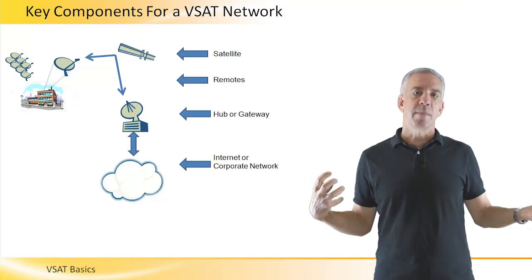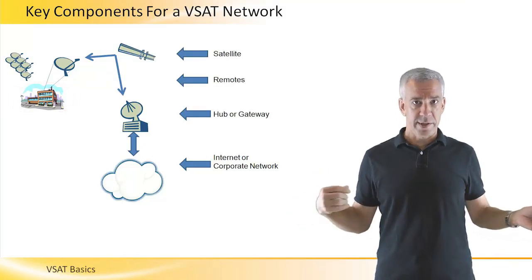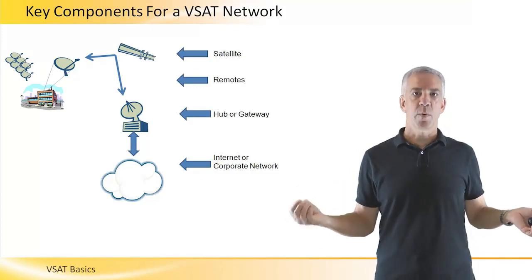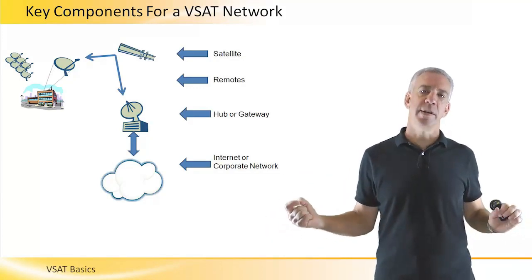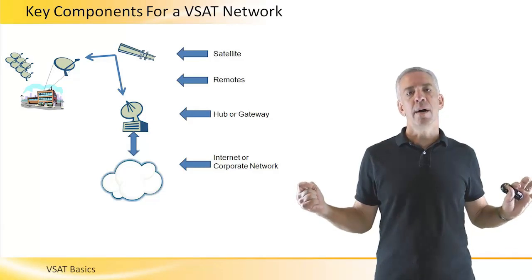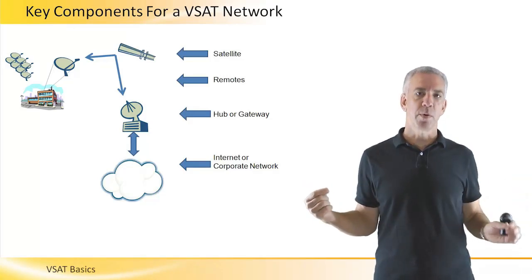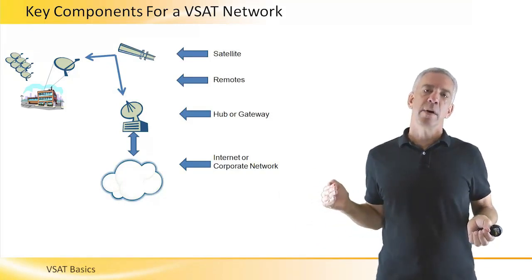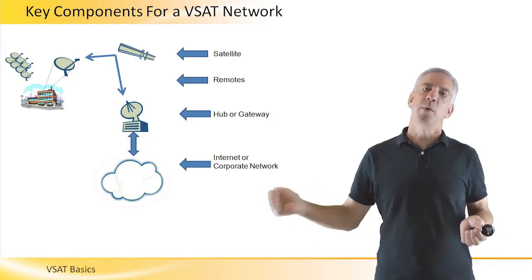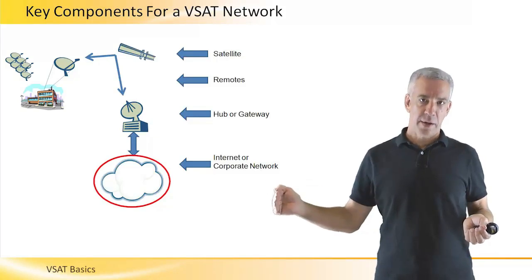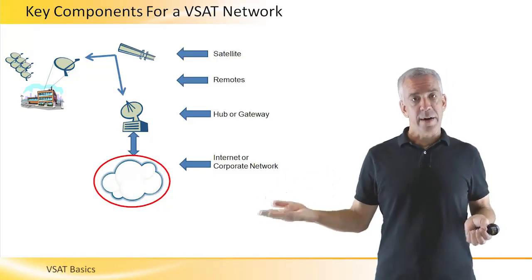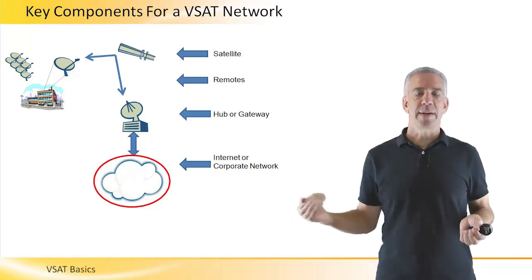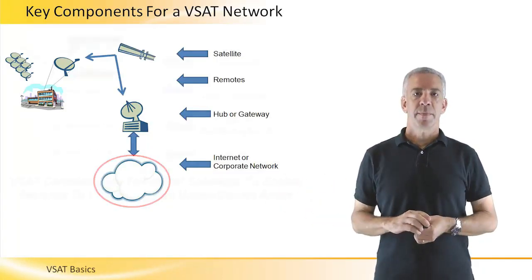Typically, the architecture of the VSAT network is a star point-to-multipoint architecture, where the gateway station is communicating via satellite to multiple remote stations. And it's at the gateway station where there is an interface into a wide area network, either the internet in the case of satellite internet service, or a corporate intranet in the case of an enterprise VSAT network.